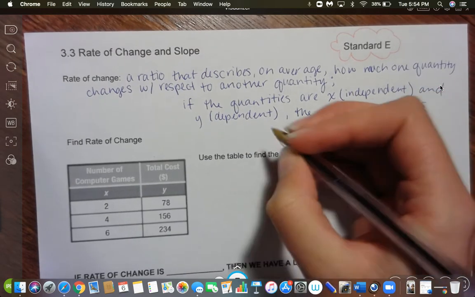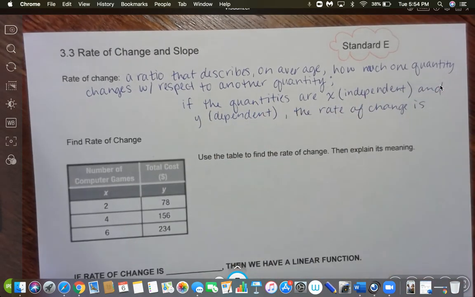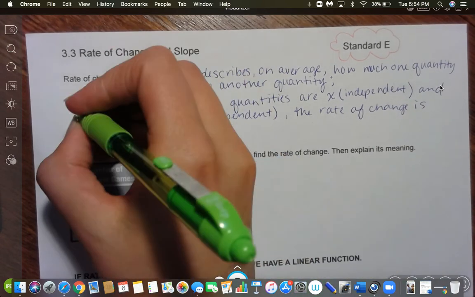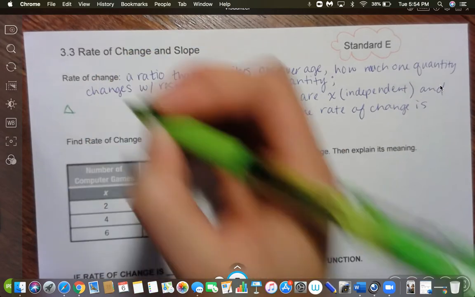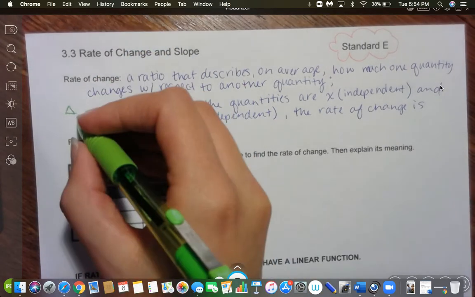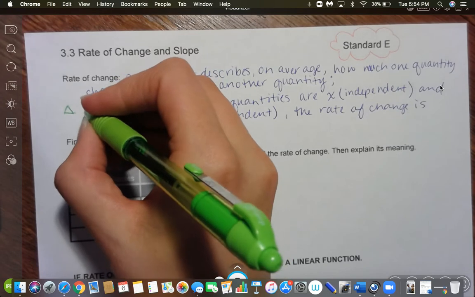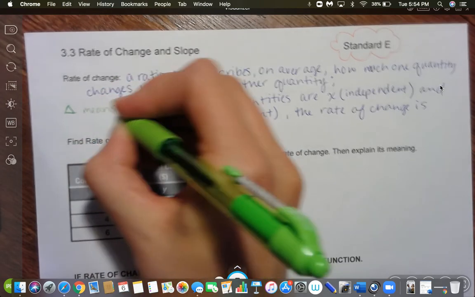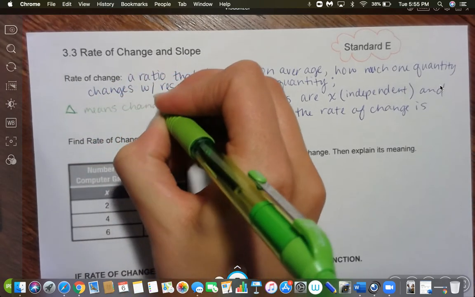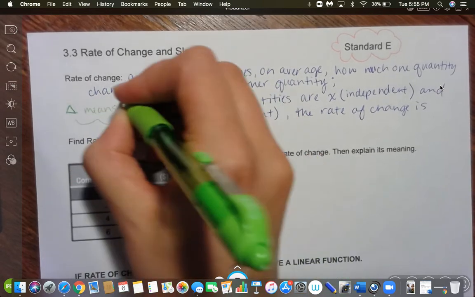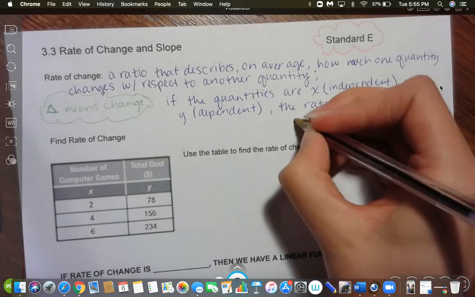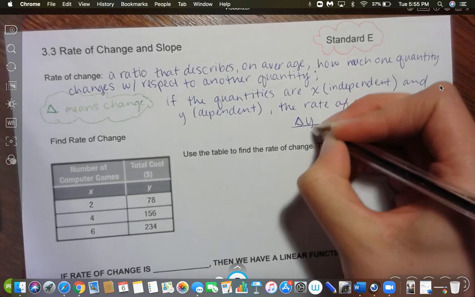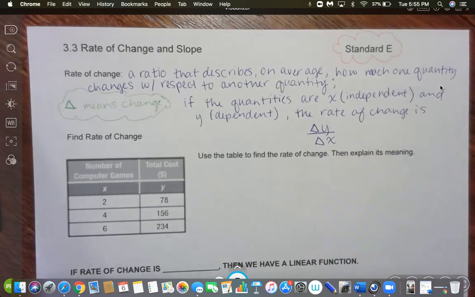A little side note here before I move on. This triangle is a Greek letter, delta, okay? Delta means change. You're going to need that in math for probably the rest of your life. So the rate of change is the change in y over the change in x, that ratio. Change in y to change in x.